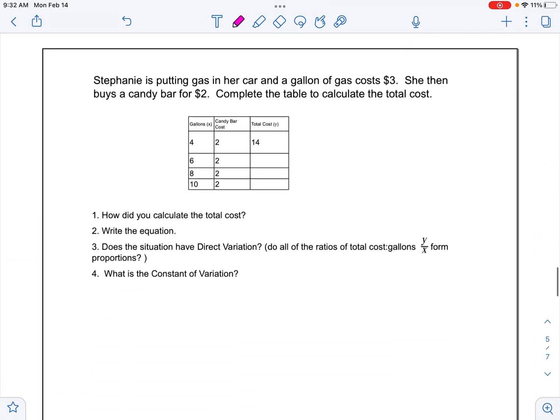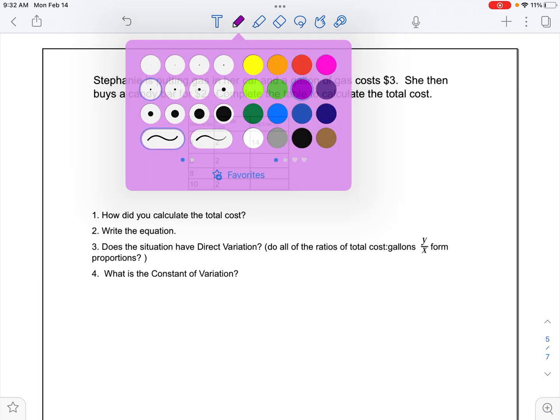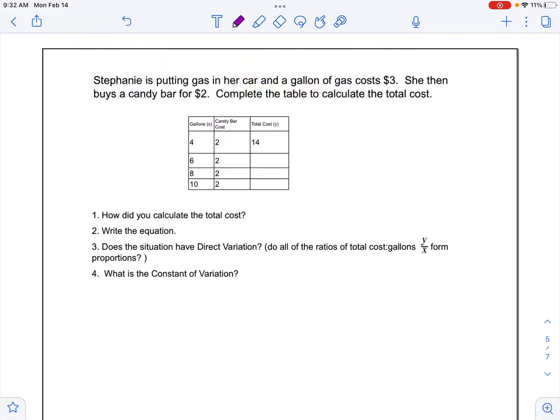So let's move on to this one, see what this looks like. I have Stephanie, and she's putting gas in her car, and it costs $3 a gallon. There's that per. And then she buys a $2 candy bar. So what I'm really going to be doing is taking her gallons times 3, but then I'm adding that $2. No matter how many gallons she buys, it's $3 a gallon, and then she adds that candy bar. So let's look at what's going to happen. She buys 4 gallons at $3 a gallon, but then she adds that candy bar. That's where that 14 comes from.